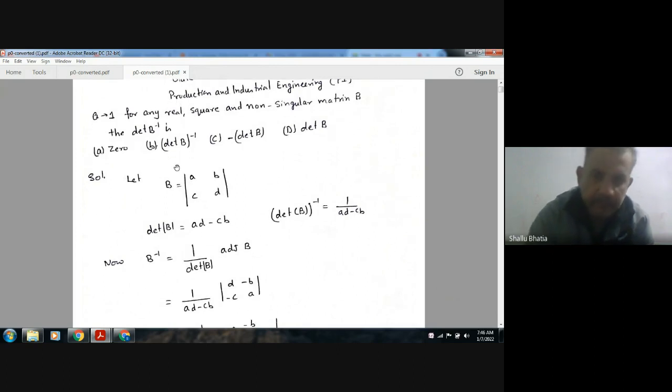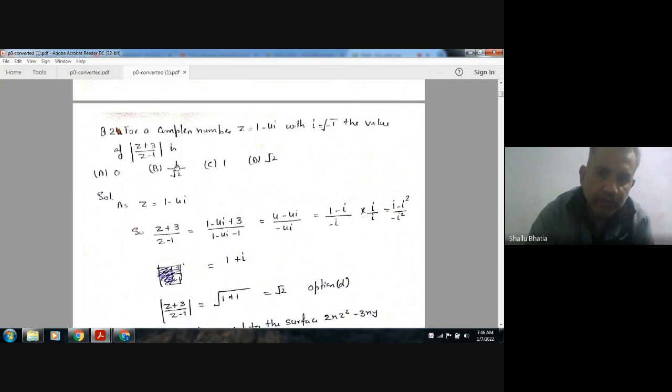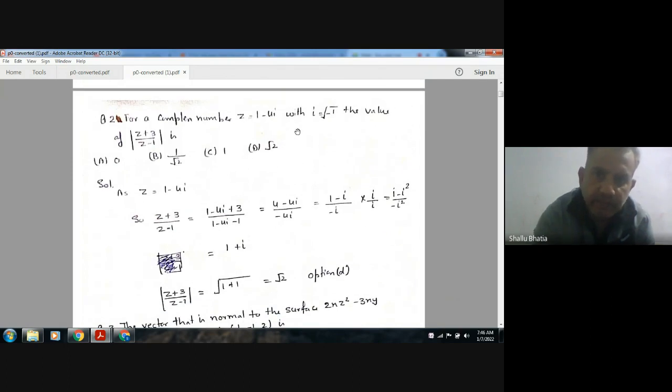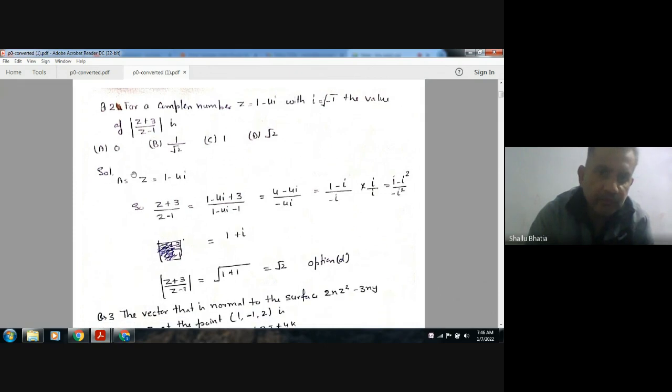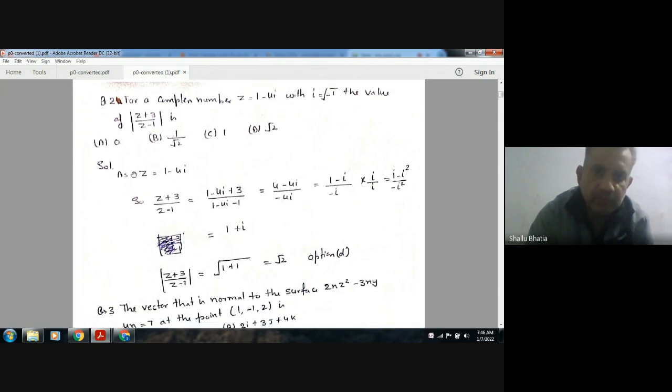Next, for a complex number z equal to 1 minus 4i, with i equal to root minus 1, the magnitude of z plus 3 divided by z minus 3 is: option A 0, B 1 by root 3, C 1, D root 2. As z is given as 1 minus 4i, putting the value of z in z plus 3 and z minus 3, it will be 4 minus 4i in the numerator, and here it will be minus 4i.